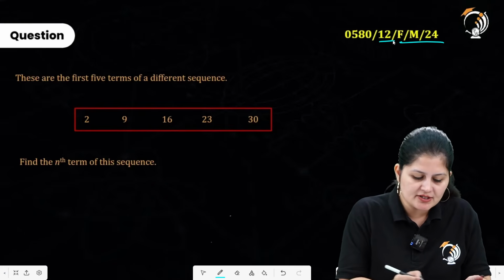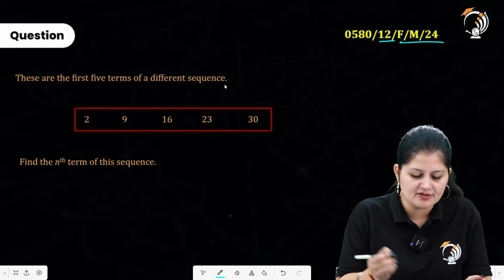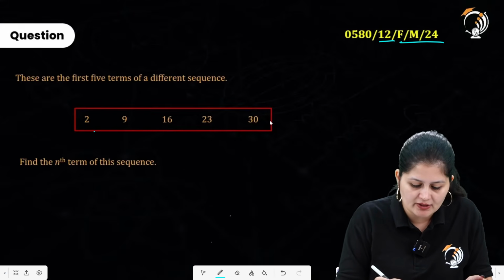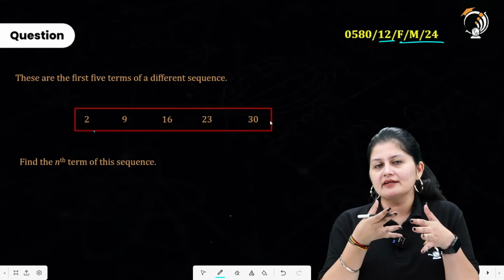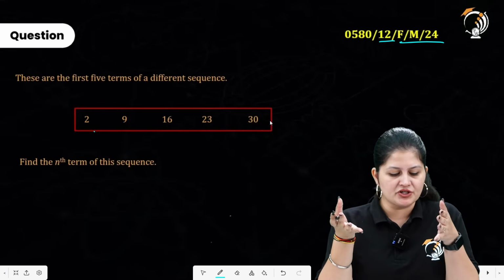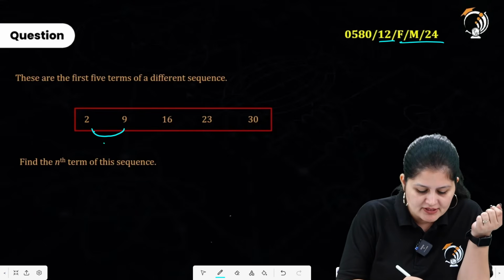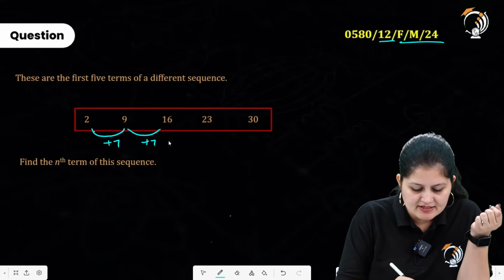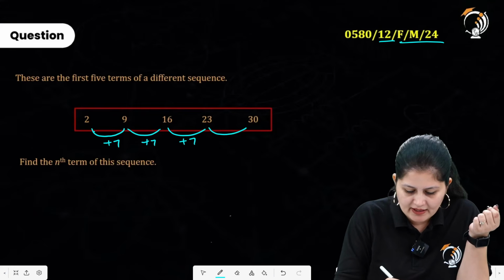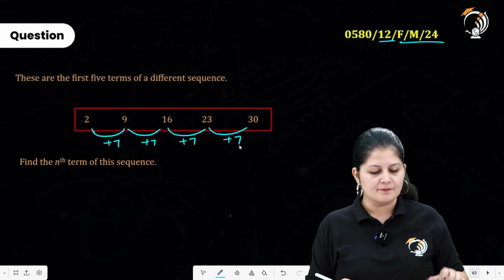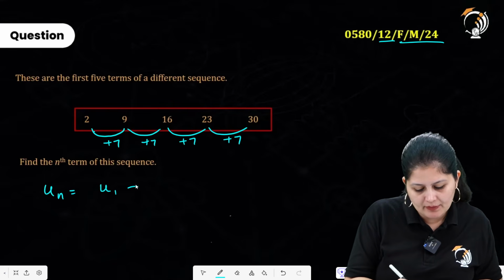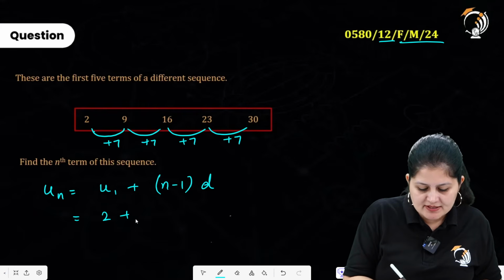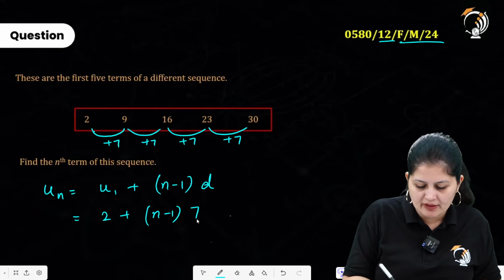1-2. The question here says, these are the first 5 terms of a different sequence: 2, 9, 16, 23, 30. Find the nth term. So for finding the nth term, we need to understand the relation between the consecutive terms. So here this is plus 7, again plus 7, again plus 7, this is a plus 7 sequence, correct? So the nth term would be equal to u1 plus n minus 1 multiplied by d. So the first term is 2 plus n minus 1 multiplied by the common difference, which is 7.